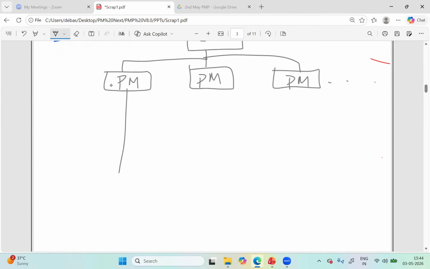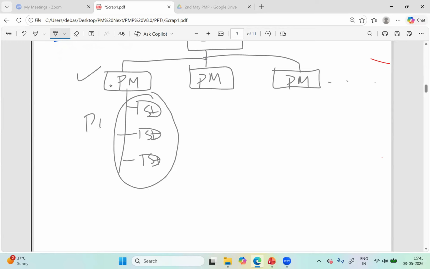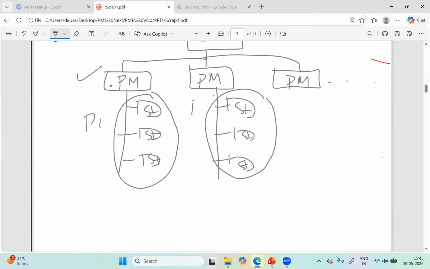And each project manager has a dedicated team of people, cross-functional staff as required. All these guys work on project one, headed by this PM. Here's another project going on. Again, this PM has a team of cross-functional staff, all these guys working on project two headed by this PM, and so on. This is project oriented.